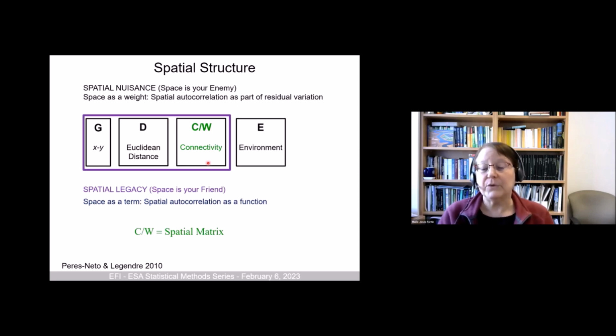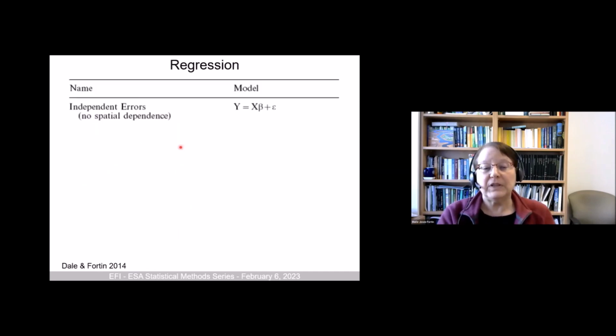So there are different ways to include space. You could just put XY coordinates, you could put the Euclidean distance or the least-cost path or the connectivity matrix or the weight between adjacent locations. So those are all different ways to analyze the data. But let's start with what is a linear regression.